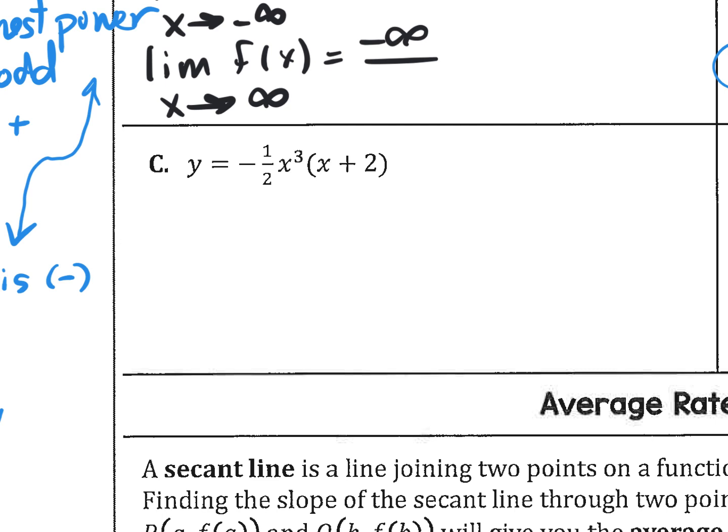Isn't it? So even, negative, our sketch would look like this, wouldn't it? Our polynomial would be negative 1/2 x to the 4th. And then we're going to write our limit statements.